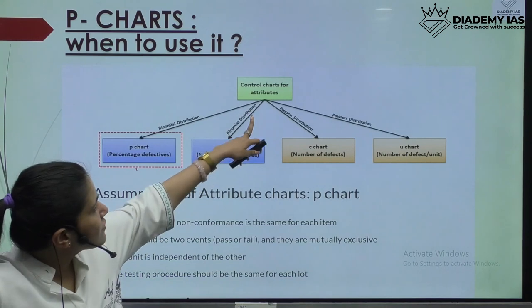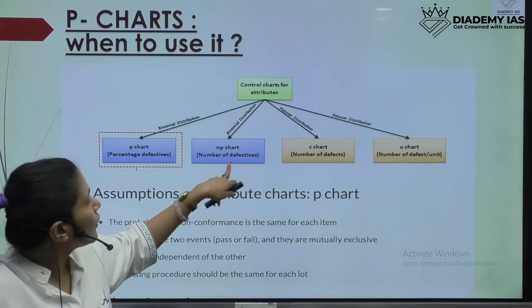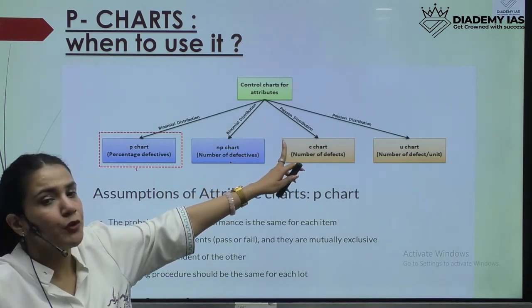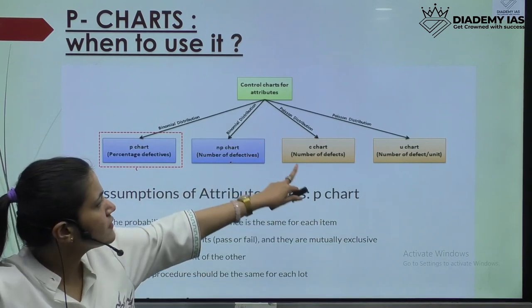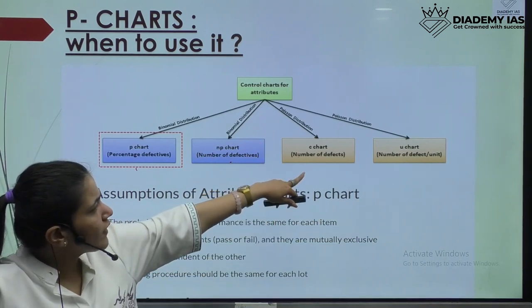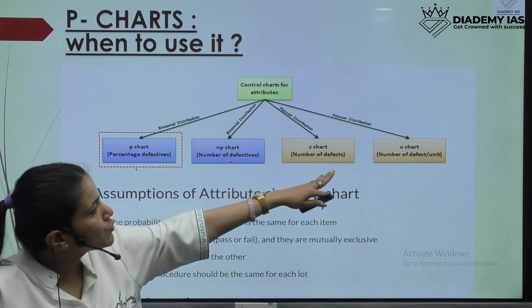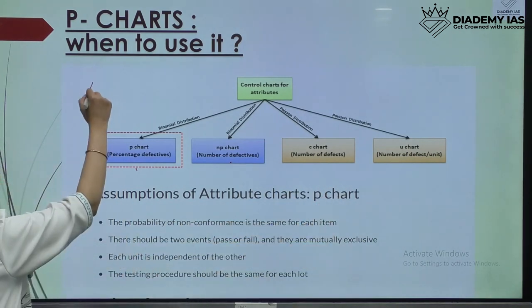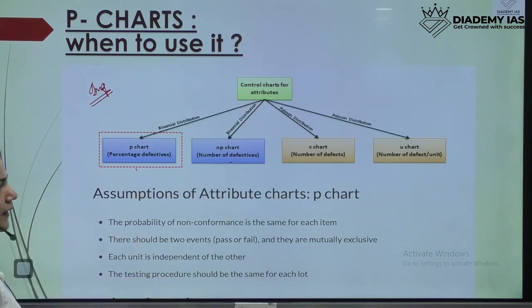For the NP chart, we use the binomial distribution, and we use the NP chart for the number of defectives. For the Poisson, we use Poisson's distribution. I'm going to explain what binomial distribution and Poisson's distribution are later on in other classes. The C chart is to find out the number of defects. Poisson's distribution is again used in the U chart to find out the number of defects per unit. This diagram is important. Make sure that you are well versed with this particular diagram.